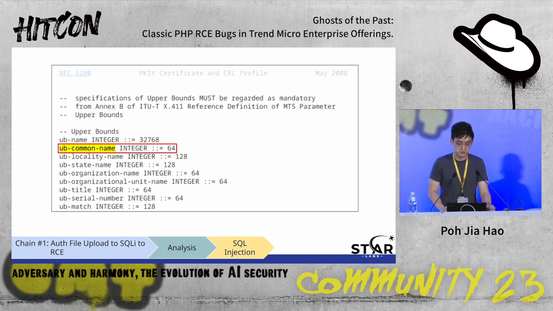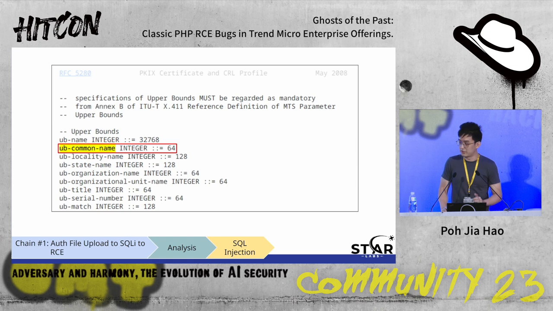However, our first piece of bad news is here. The current payload is not possible to be used because according to RFC 5280, in order to form a compliant certificate, its common name field has a length limit of 64 characters. Our current payload exceeds this at 211 characters.